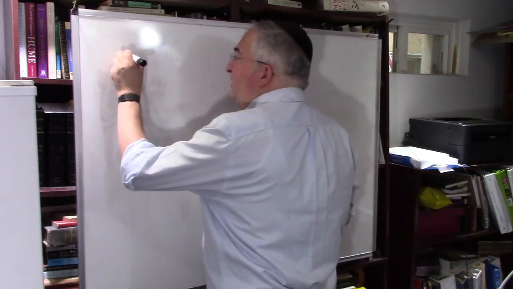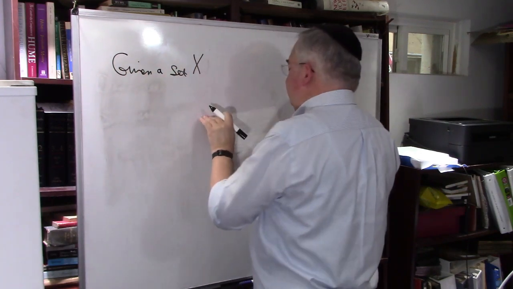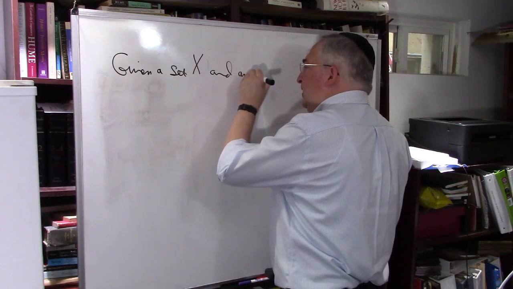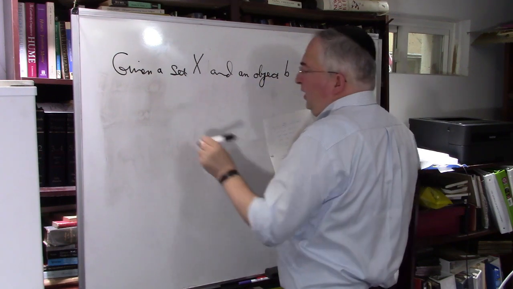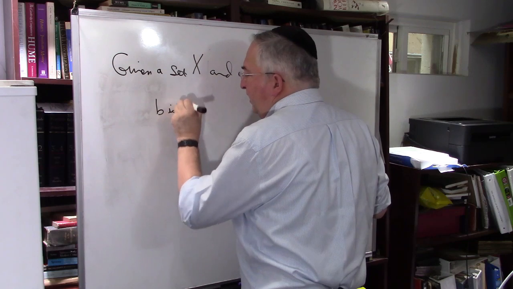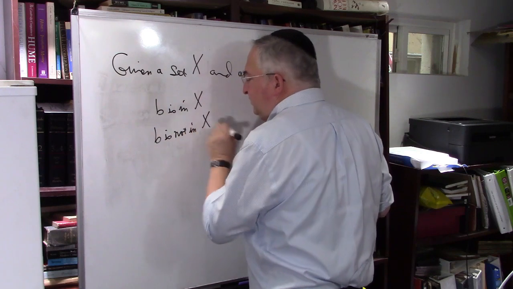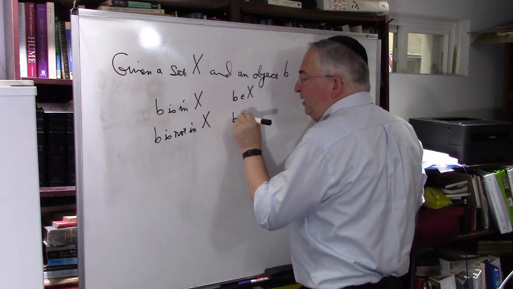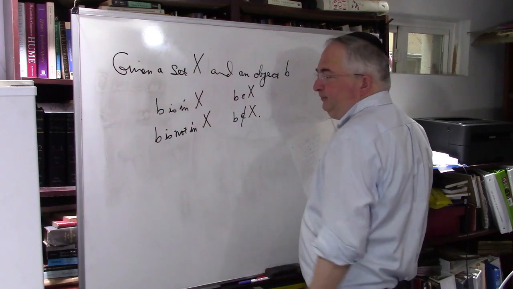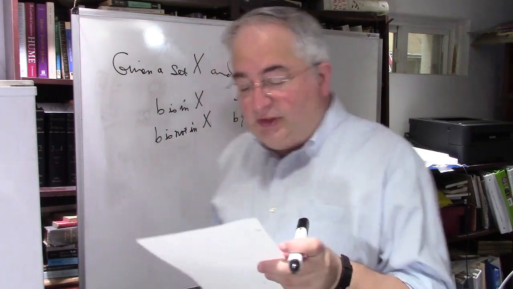Okay. Given a set X and an object or element B, we could write B is in X, or B is not in X. So we write it with symbols: B member of X, B not a member of X. Okay? And a large part of this class is getting used to symbols. We like to get used to symbols and talk about things. So let me just give you an example.